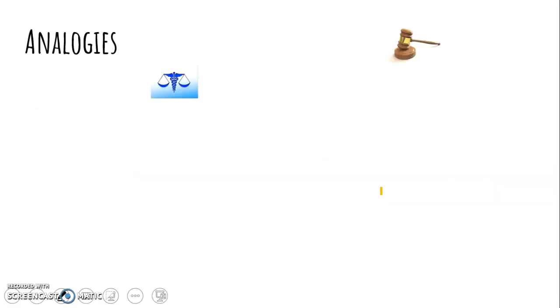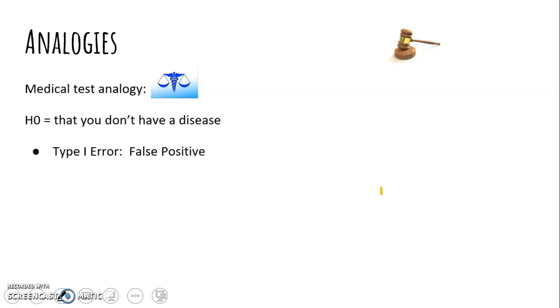So let's look at some analogies. In a medical test analogy, the null is that you do not have the disease. That's the defense. A type 1 error is if we rejected this. We rejected that you don't have the disease. We said that's false, so we're saying you do have the disease, but because it was a mistake, that would be considered a false positive.